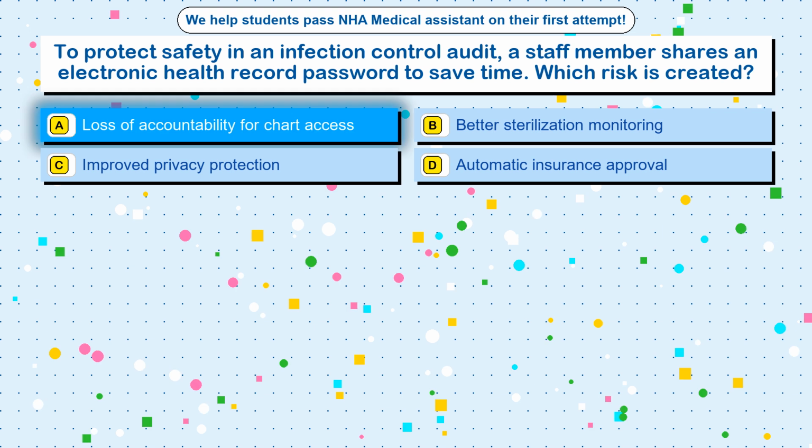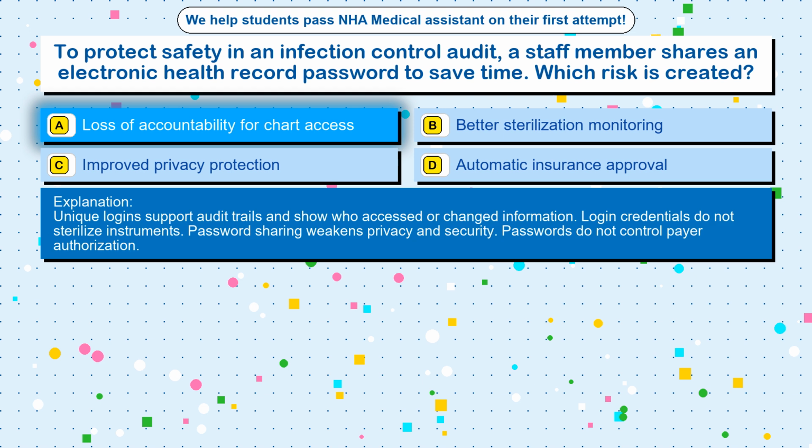The correct answer is option A. Loss of accountability for chart access. Unique logins support audit trails and show who accessed or changed information. Login credentials do not sterilize instruments. Password sharing weakens privacy and security. Passwords do not control payer authorization.